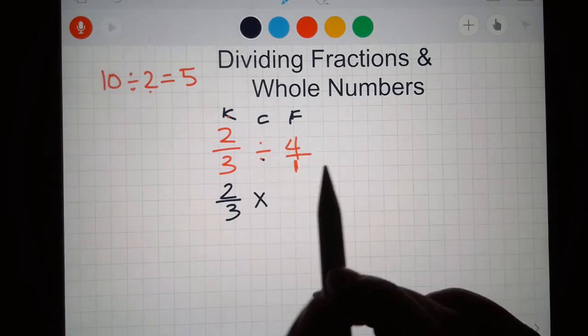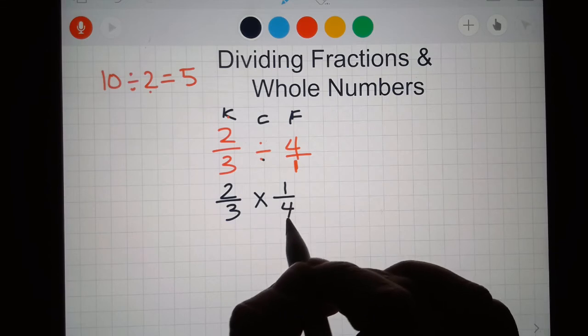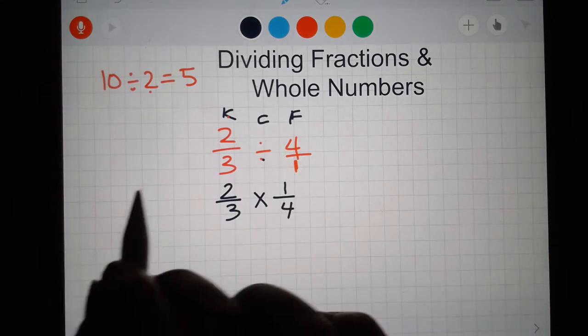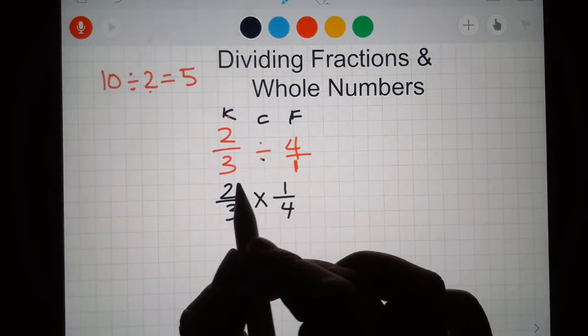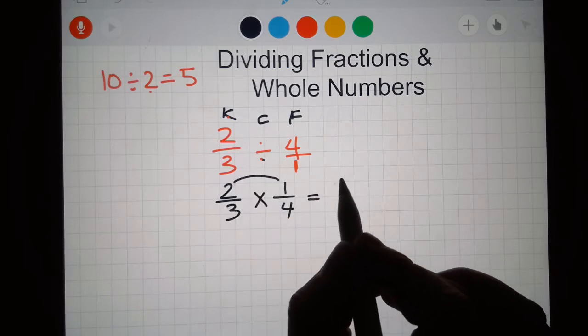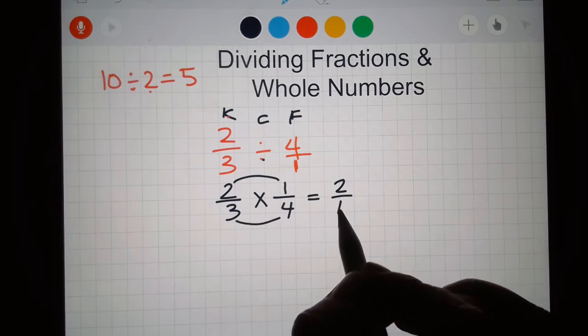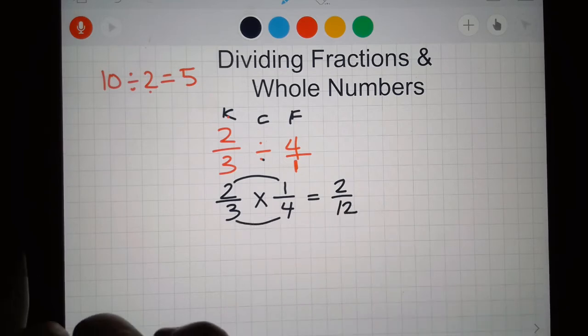We're going to make it 1/4. Okay? And now that makes it easy for us to find our answer. 2 times 1, that's going to give us 2. And then 3 times 4 gives us 12. Okay? And so that's our answer, 2/12.